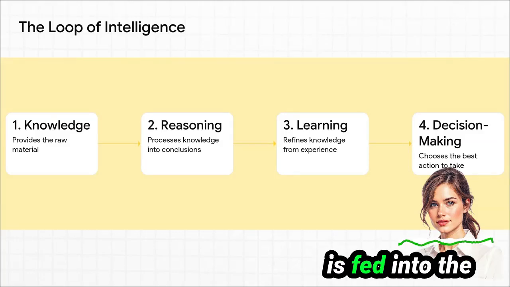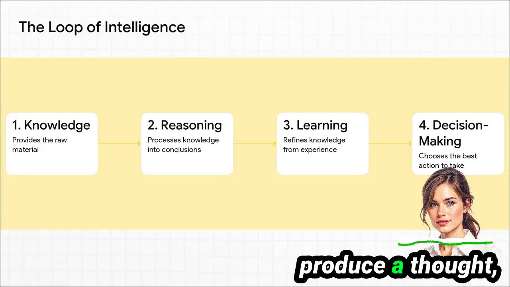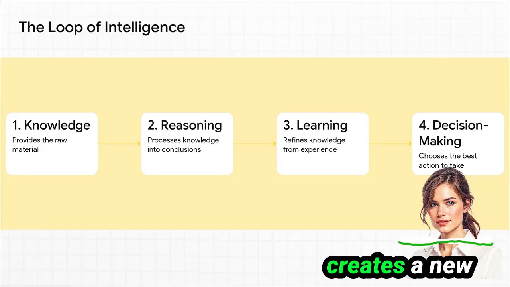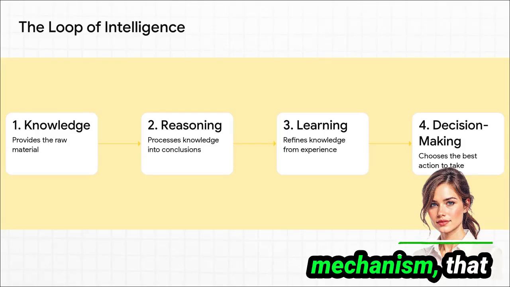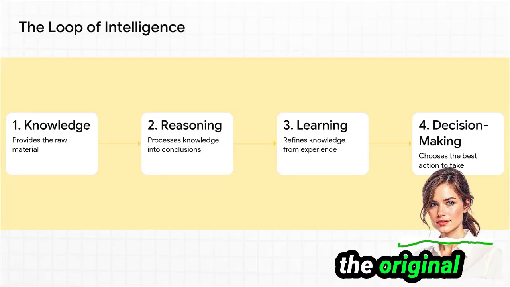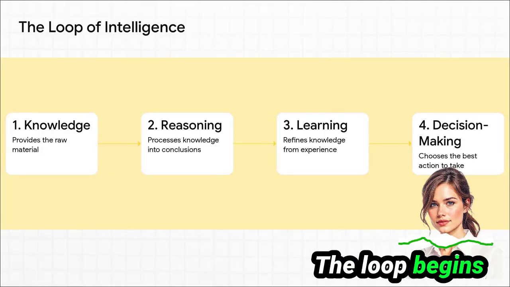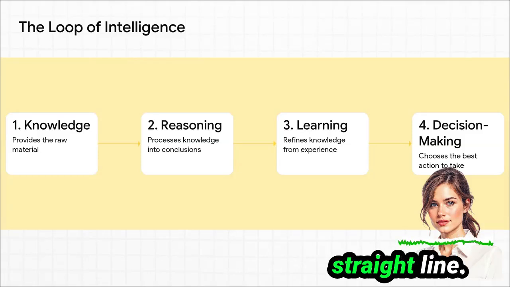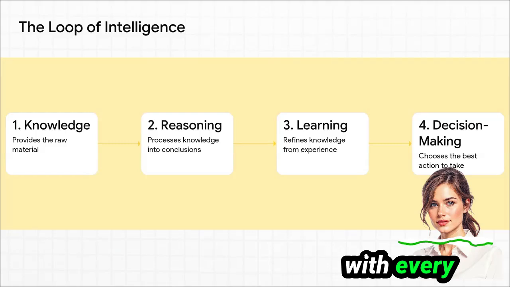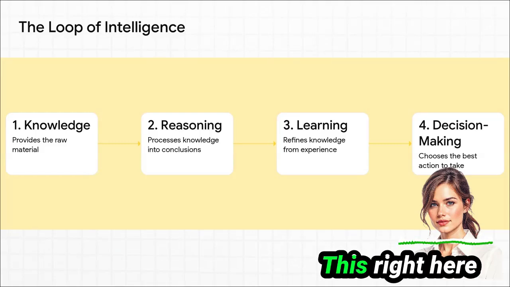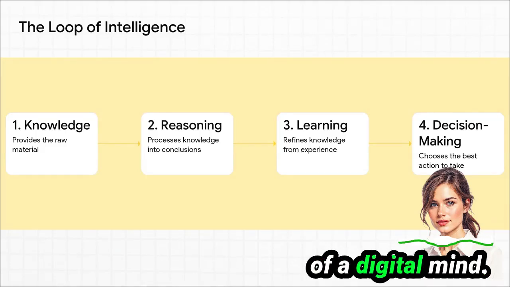That knowledge is fed into the reasoning engine to produce a thought. But every decision creates a new experience, which is then fed back into the learning mechanism. That learning updates and enriches the original knowledge base, and the loop begins all over again. It's not a straight line. It's a constantly spinning flywheel, getting smarter with every single rotation. This, right here, is the essence of a digital mind.